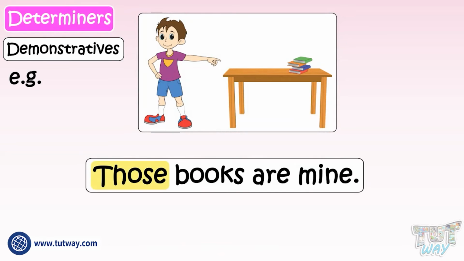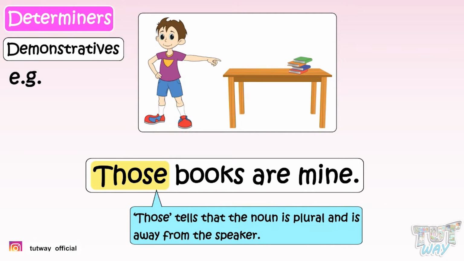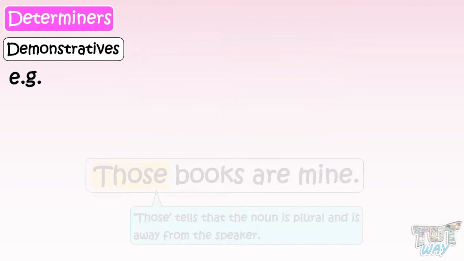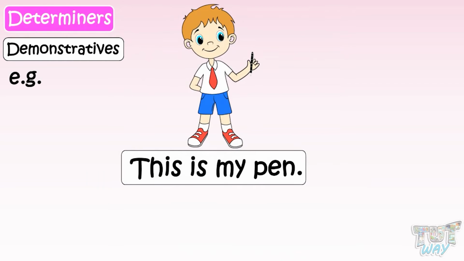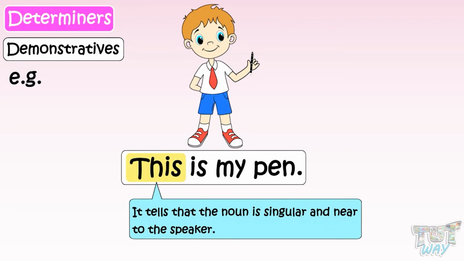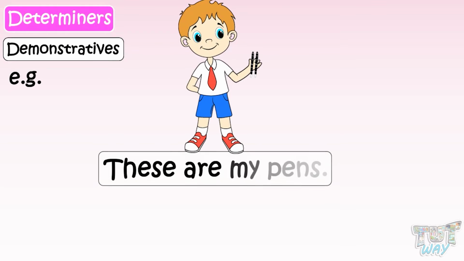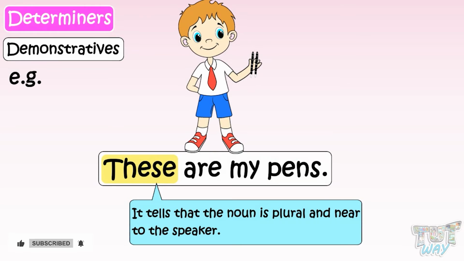Those books are mine. Here, those is the determiner, and the category is demonstrative. Those tells that the noun is plural and is away from the speaker. Let's revise. This is my pen. Here, this is a demonstrative that tells the noun is singular and near to the speaker. These are my pens. These is a demonstrative that tells the noun is plural and near to the speaker.